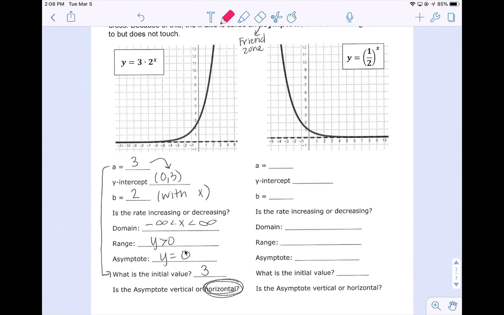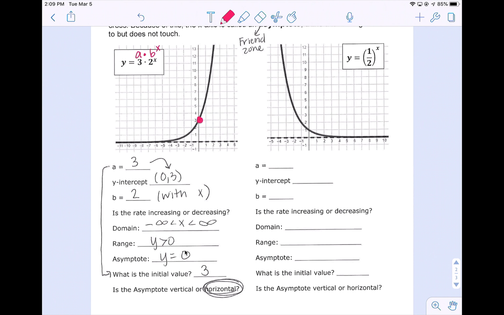So my a value, remember it's a times b to the x. So a is 3, my y-intercept is (0, 3). I can see that from the graph, so if I don't remember that a and my y-intercept are attached, then I can look at the graph. B is 2 because b is with x. This we have not answered.